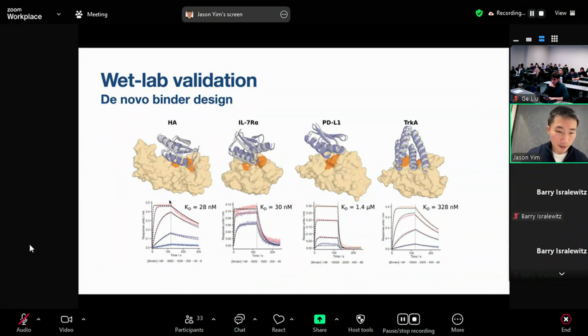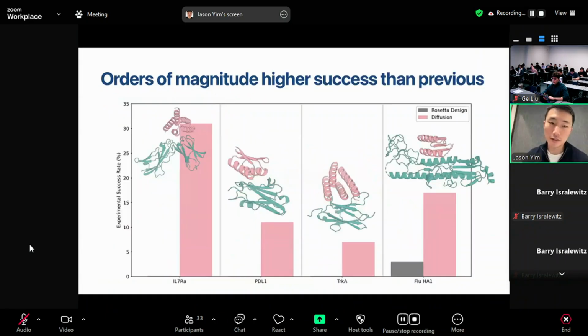And basically, the faster it drops off, the tighter the binding is. You see that some of them are very tight, and some of them are not so tight, so there's a varying wet lab success rate of these AI-generated binders.